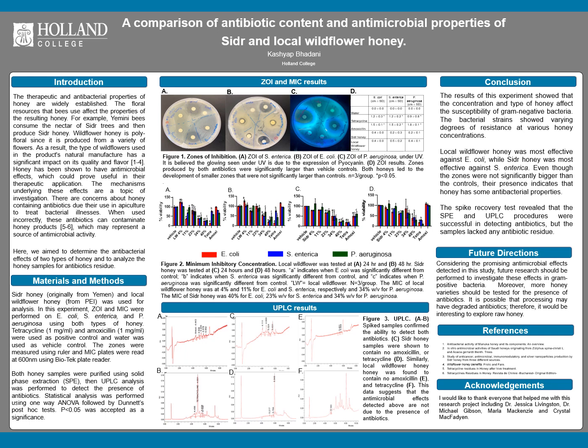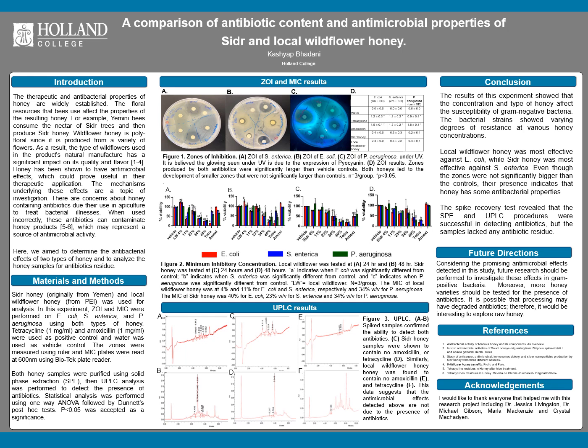We started this research by determining the zone of inhibition to find out if both the honeys were effective in inhibiting the growth of bacteria. After that, we moved on to determine what was the minimum concentration of honey that inhibits the growth of the bacteria. After finding that minimum inhibitory concentration, we moved on to determine if those antibacterial properties were due to the presence of antibiotics. We did this by cleaning samples using SPE and analyzed them using UPLC.